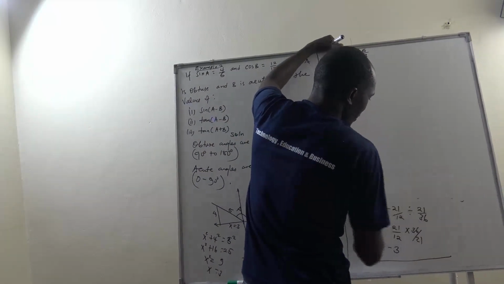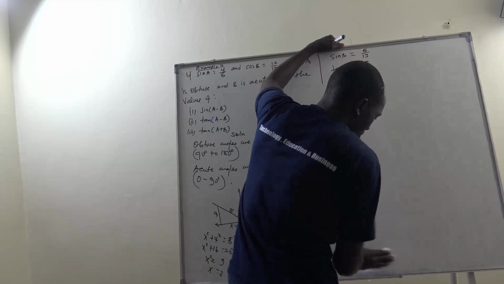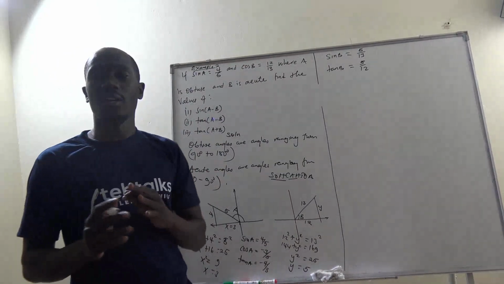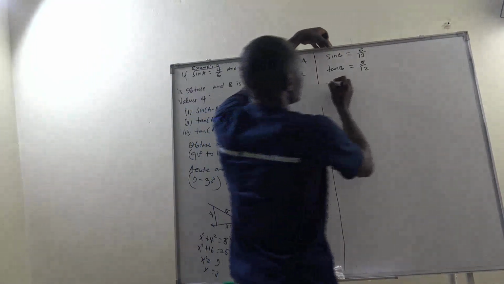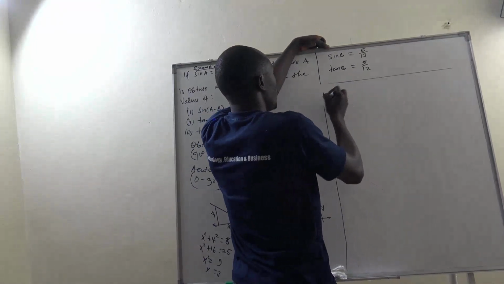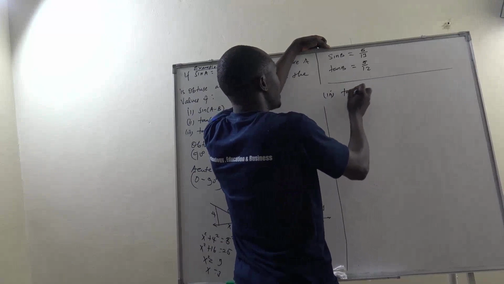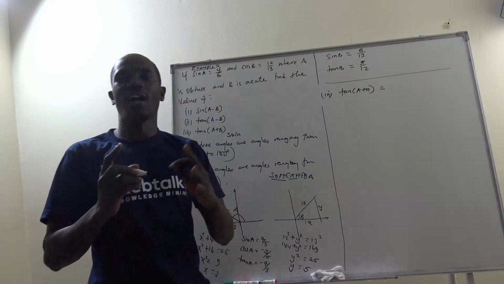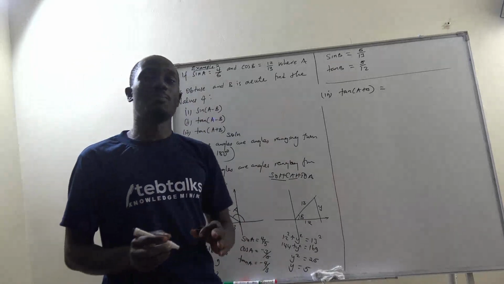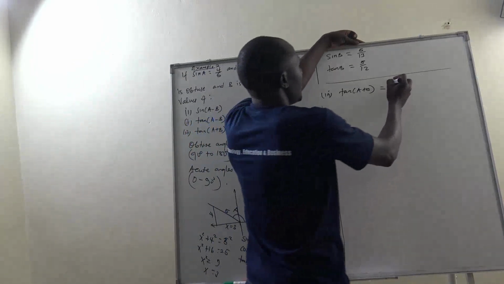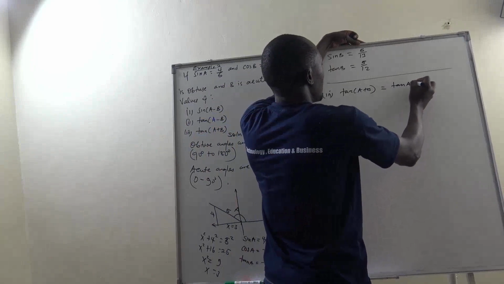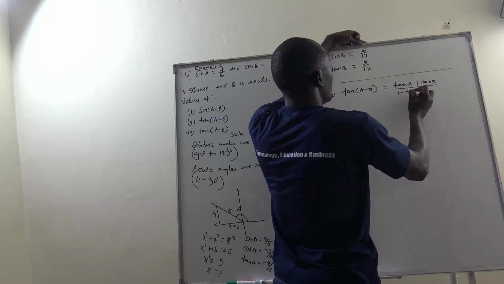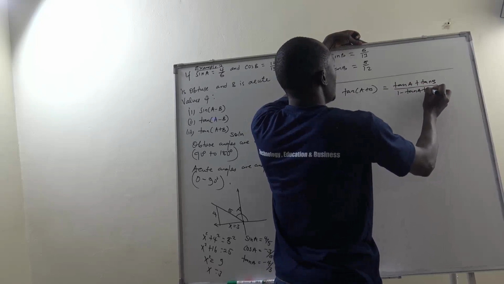We want to go to Roman 3. How does Roman 3 state? Roman 3 is saying tan into A plus B. When we go to Roman 3, where we have got a tangent of A plus B, we have already proved this identity. Go ahead and say tan into A plus B is the same as tan A plus tan B all over 1 minus tan A tan B.